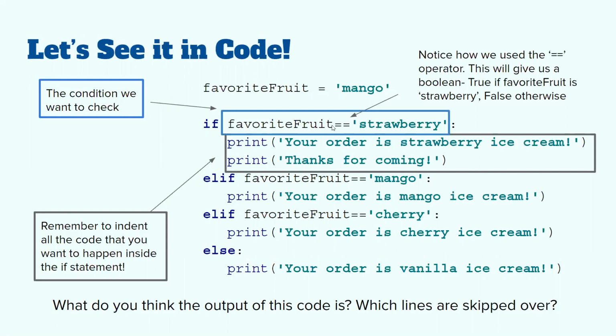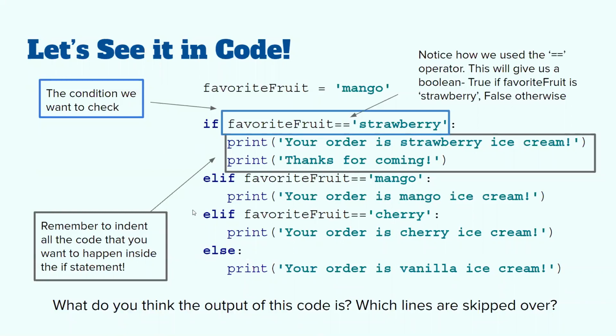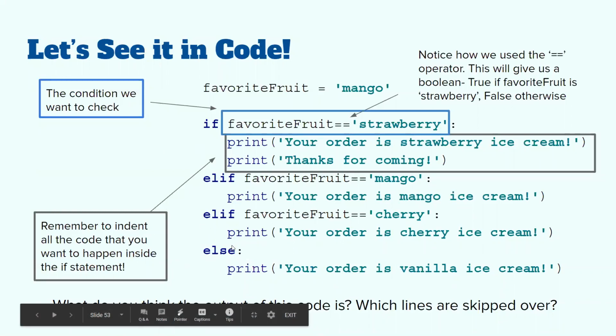So favorite fruit is mango. That's false because mango is not equal to strawberry. So then it checks the next one, goes to elif, and then mango equals mango. That's correct. So then it'll print your order as mango ice cream. And then remember, because these are all elifs, these two at the bottom are skipped.